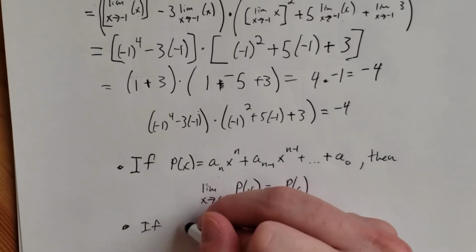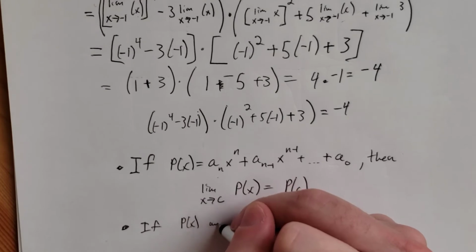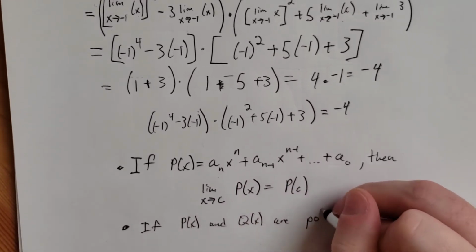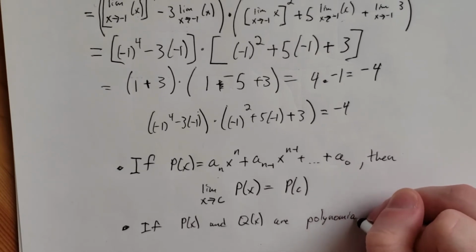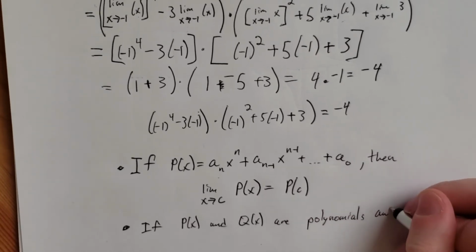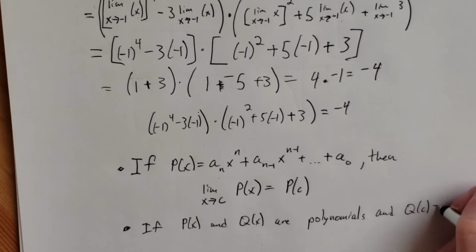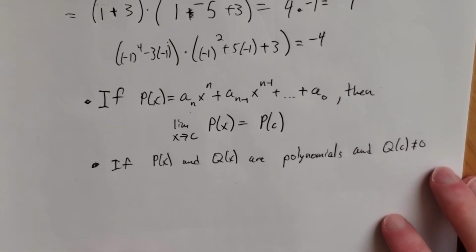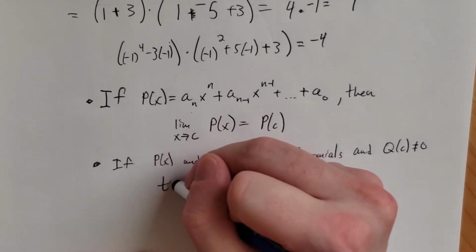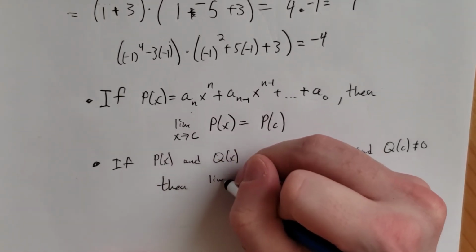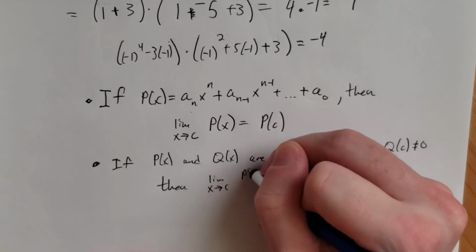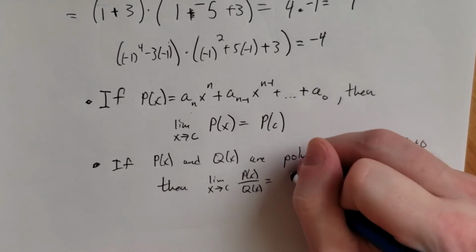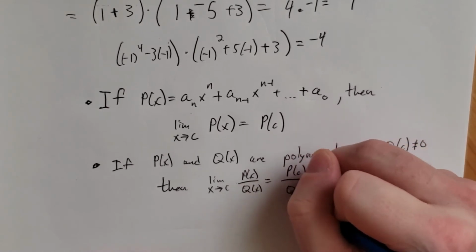Then also it turns out if p of x and q of x are polynomials, and q of c does not equal 0, so the denominator is not 0, then the limit as x approaches c of p of x over q of x is equal to p of c over q of c.